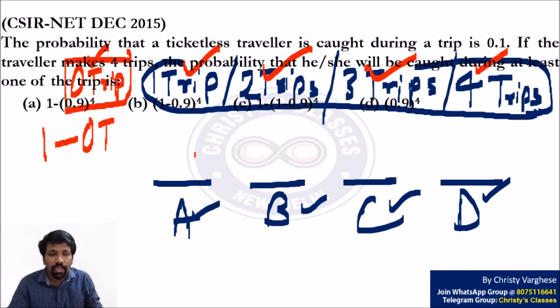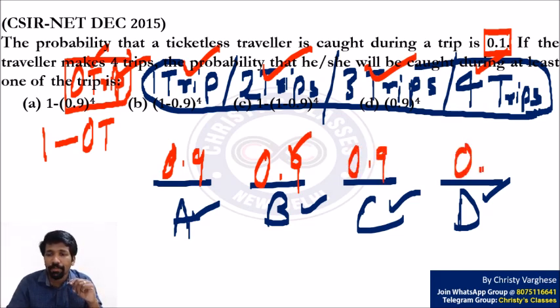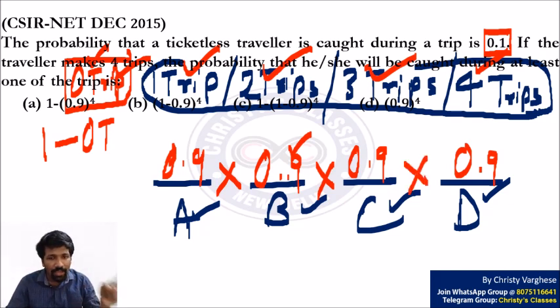0 trip getting caught means A trip also he is not getting caught. The probability of getting caught in A trip is 0.1, so not getting caught in A trip is 1 minus 0.1, that is 0.9. B trip also he should not be getting caught, probability 0.9. C trip also not getting caught, D trip also not getting caught. All the 4 trips not getting caught at the same time means you have to multiply them, because 'and' means multiplication and 'or' means addition in probability. So 0.9 into 0.9 into 0.9 into 0.9, which is 0.9 raised to 4.